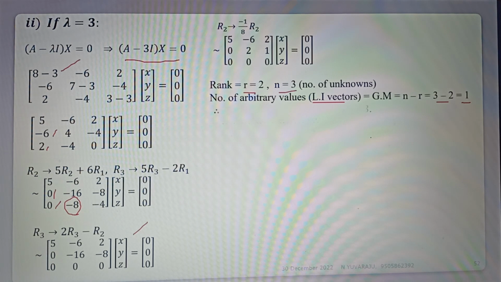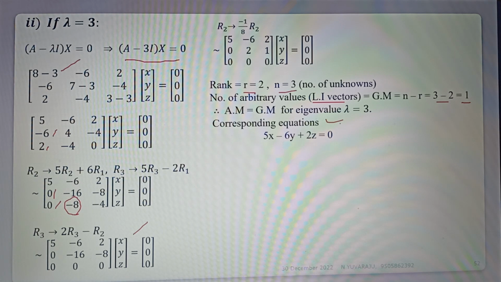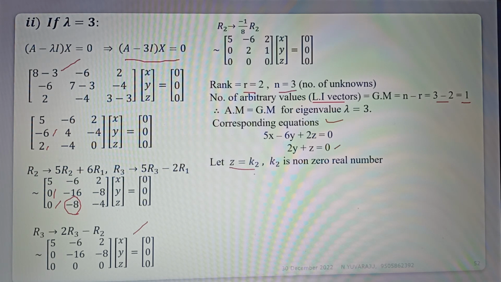So equal. So the condition is also satisfied here. Next, the corresponding equations: 5x minus 6y plus 2z is equal to 0, and the second equation, 2y plus z is equal to 0. Assume any one variable is independent: z is equal to k2, where k2 is a non-zero real number.